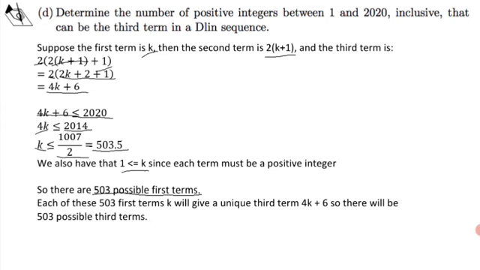Now, do each of those possible first terms give a unique third term? And the answer is yes, because for every possible first term k, we will have a unique third term 4k plus 6. So given a k, there is only one 4k plus 6, and two different k values will have different values for 4k plus 6. Therefore, we can argue that there are 503 possible third terms as well.